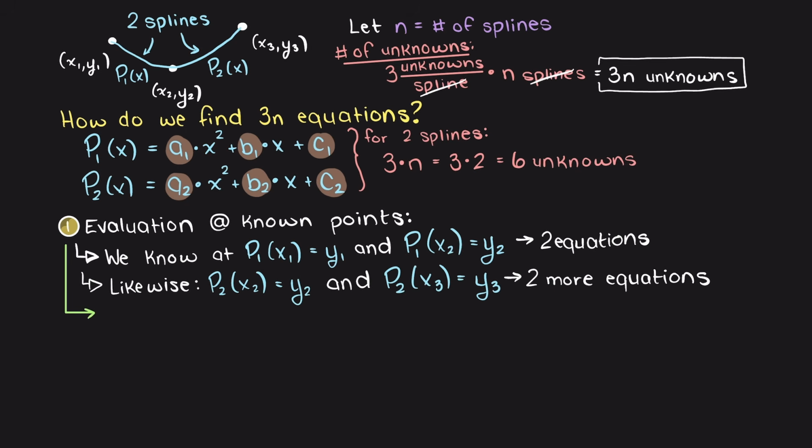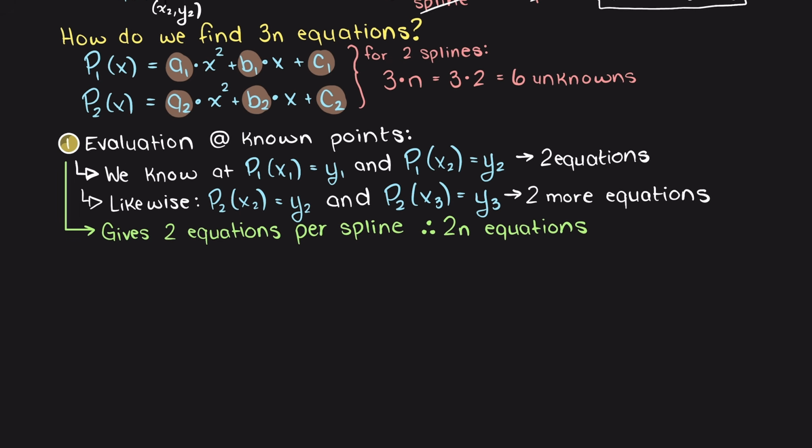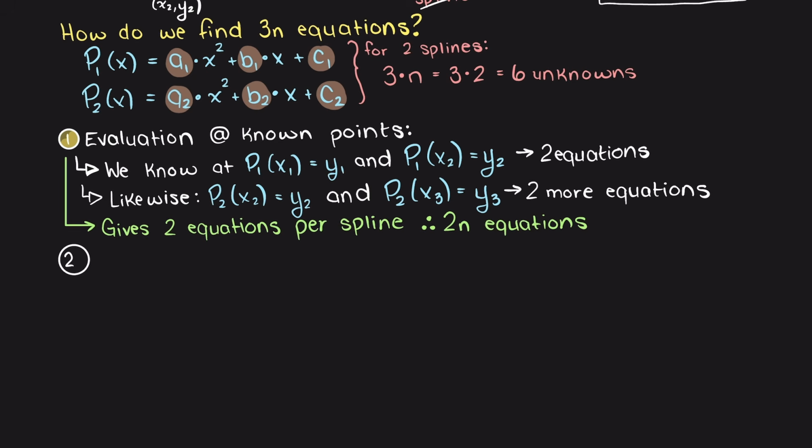Therefore, this gives us 2n worth of equations, as every spline is going to guarantee us 2 equations that we can use to solve. So, for our above example, this will give us 4 of our 6 equations that we need.